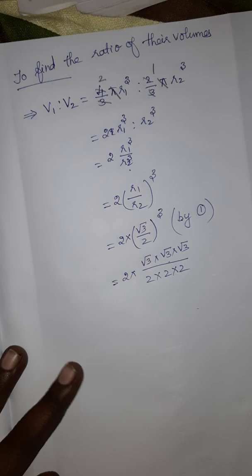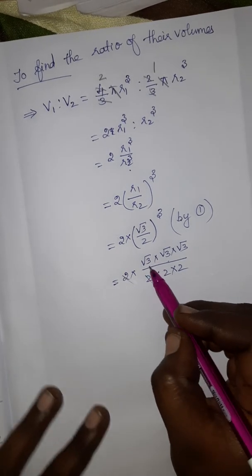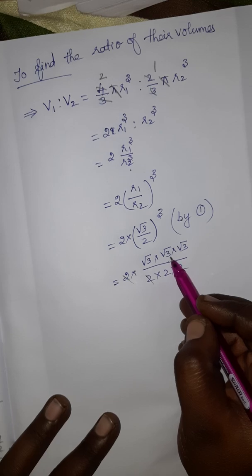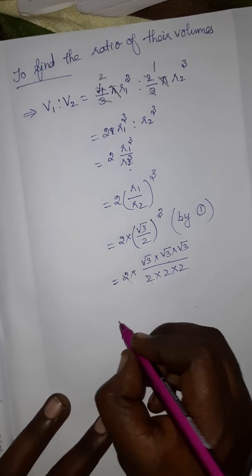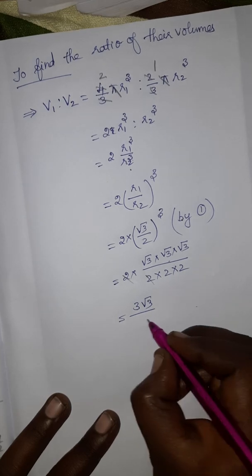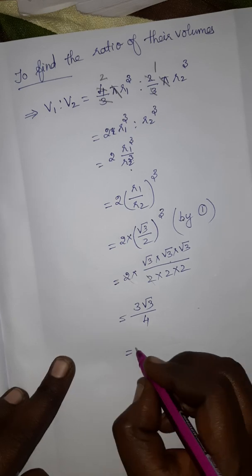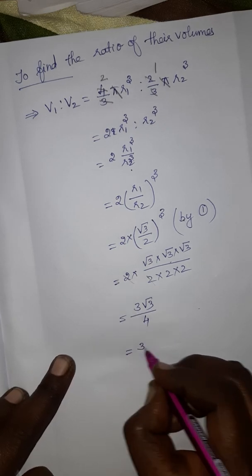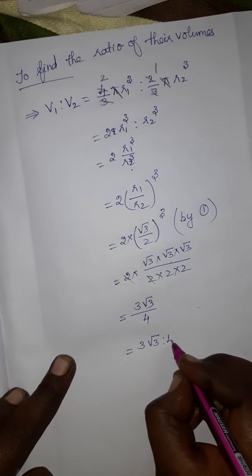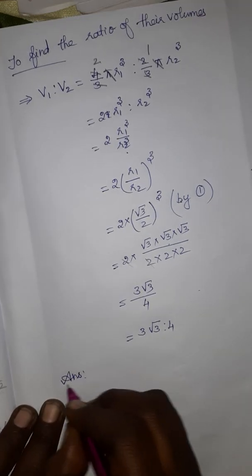Okay, here you can cancel this 2. So we can multiply this. Root 3 into root 3 is 3. 3 into root 3, that is 3 root 3 divided by 2 2s are 4. Okay, we need the ratio form. So we can write this in the ratio form. It is 3 root 3 is to 4. Are you clear?